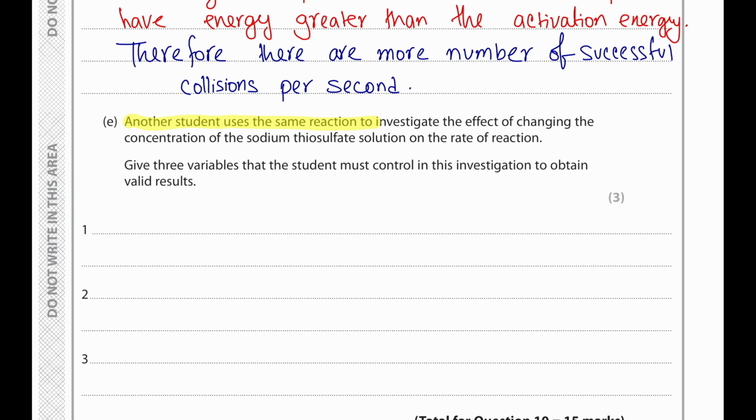Another student uses the same reaction to investigate the effect of changing the concentration of sodium thiosulfate solution on the rate of reaction. Give three variables that the student must control in this investigation to obtain a valid result.